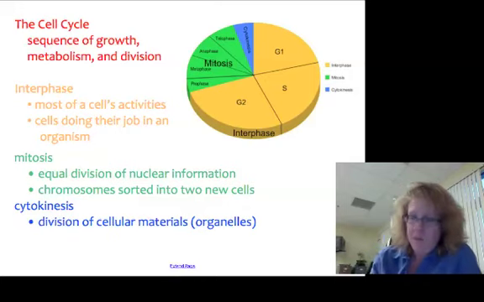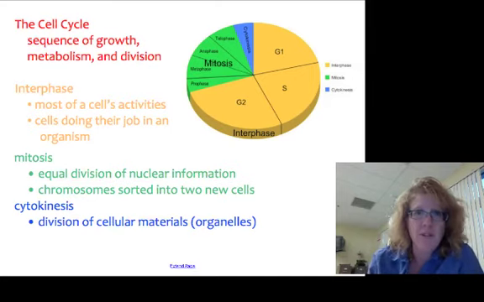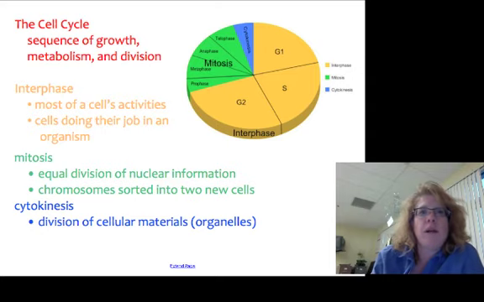Just as a review, what is the cell cycle? It is that sequence of growth and division that a cell does. It's the cell's life cycle. It is what it does during its life, which could be anywhere from a day to years and years long. But all of these different things are things that cells have to do.